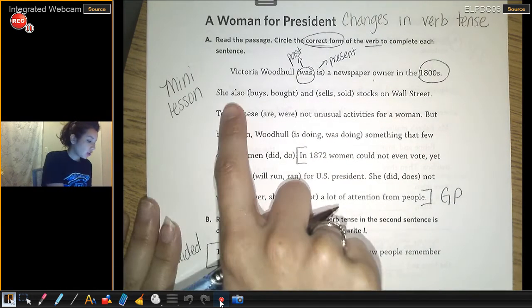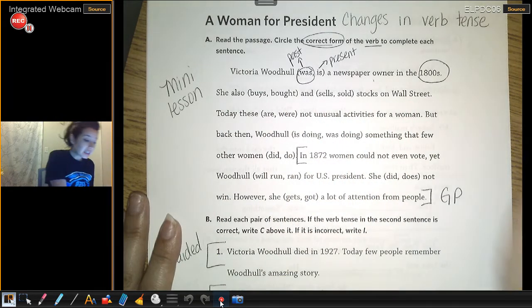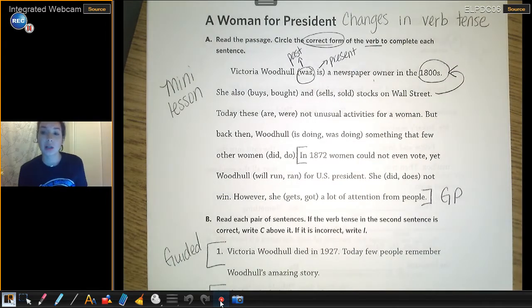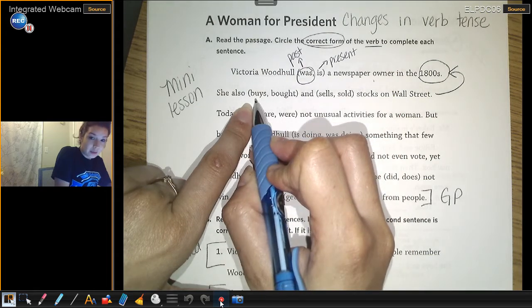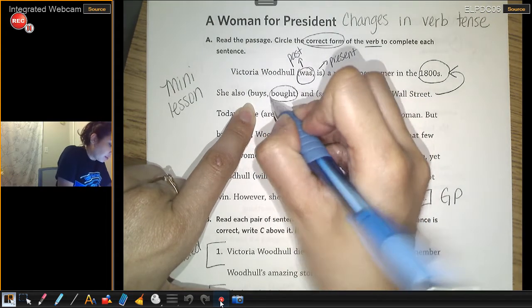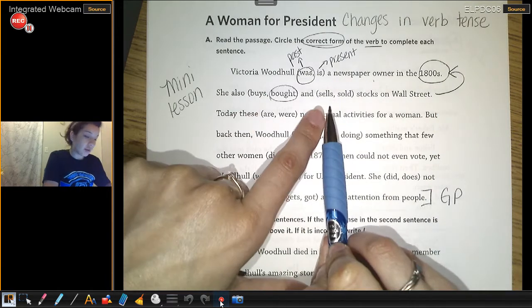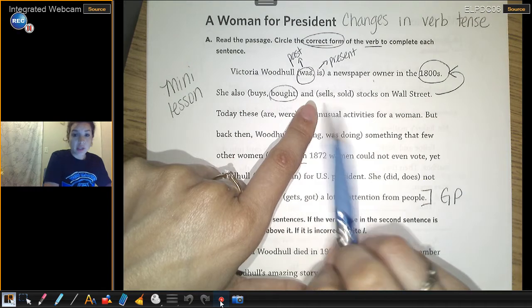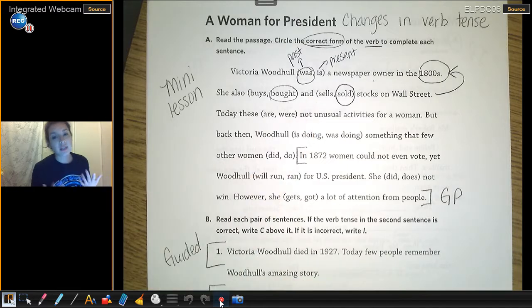Let's continue. She also blank and blank stocks on Wall Street. Now, we're still talking, so I'm still looking at my context clues. I'm still talking about the 1800s. It is still the past tense, so I need to choose my past tense verbs. Now, this is an irregular verb for buy. This is a present tense. I need to choose past because of my context clues telling me what time this was happening. Same thing for the word sell. We're not going to use the present tense. We are using the past tense. Okay, which is also an irregular verb. Because we can't add -ed, we can't say selled stocks, we say sold stocks.